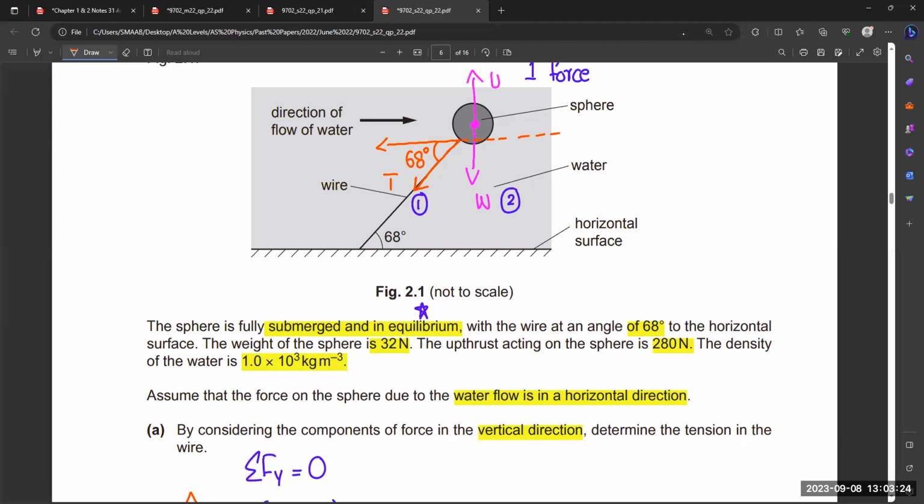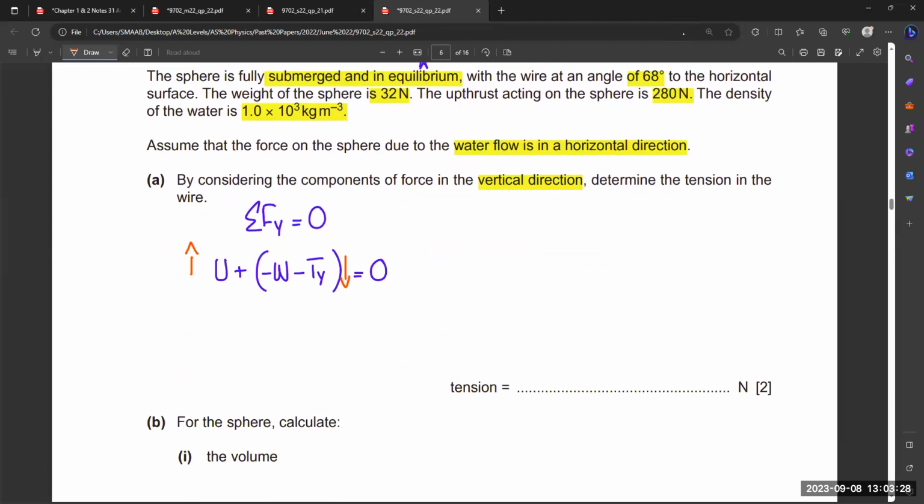You remember the formula: if we are taking the y-axis, it will be sine theta. So U minus W minus T sine theta, because we are taking the vertical component. If we are working with the horizontal component, we take cos theta. That is the concept. U is the upthrust, W is the weight, and T sine theta is the tension component. We know the value of the upthrust, the weight of the sphere is 32, and we have to find the tension. We know the angle, so we just substitute the values.